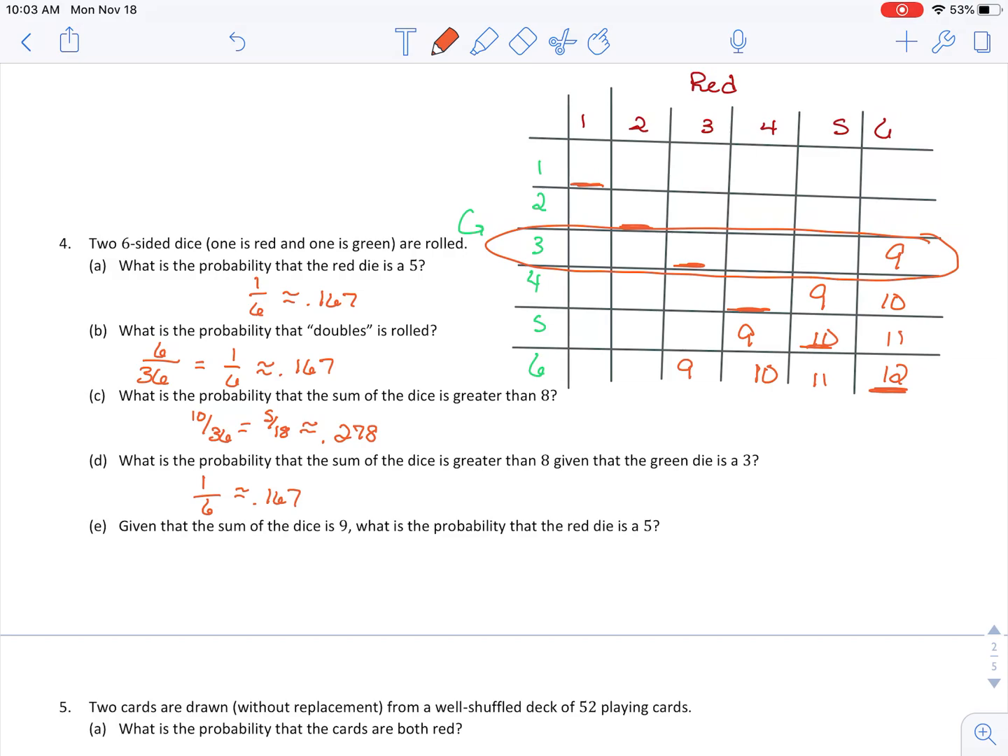Now if I know that the sum of the dice is 9, so I know that I have one of these things that's happening, what's the probability that the red die is a 5? So there are 4 ways to have a sum of 9. You're looking at them. Of those 4 ways, only one of them has a red 5 that created it. So you'd have a 1 in 4 chance of that occurring, given that you know that your sum is 9 already.